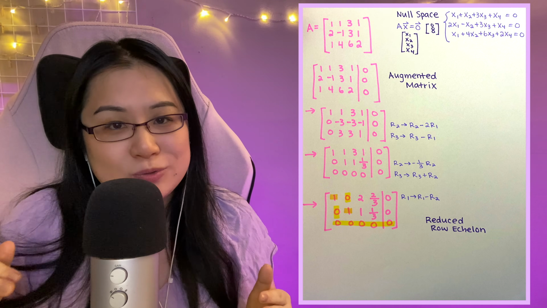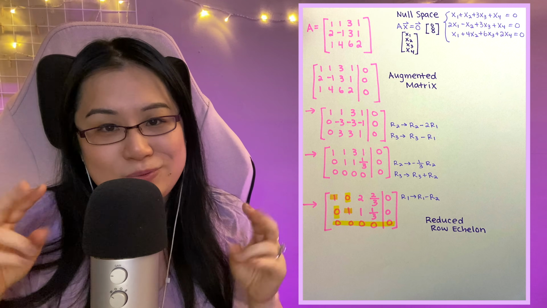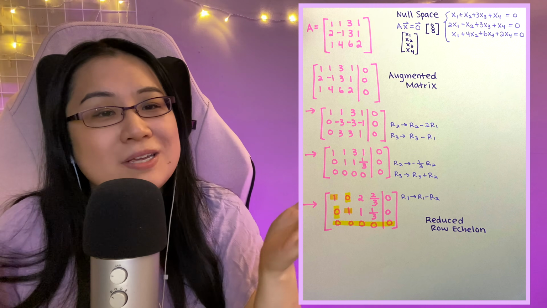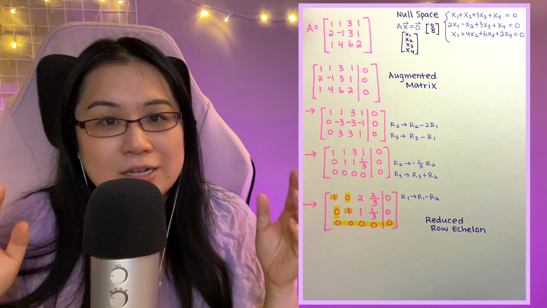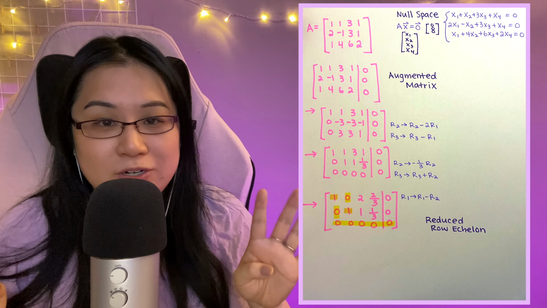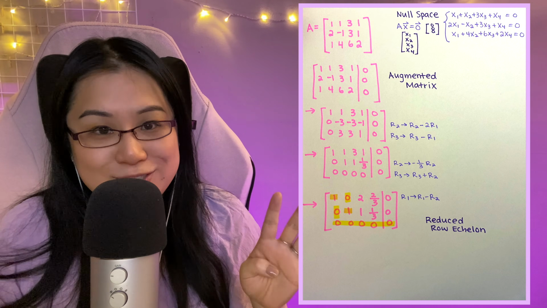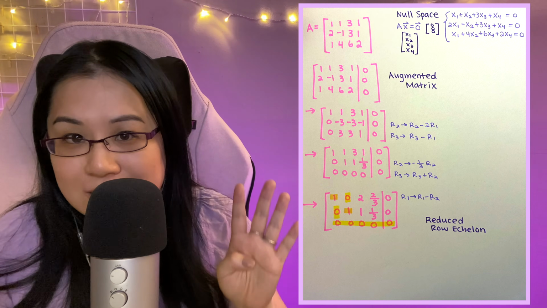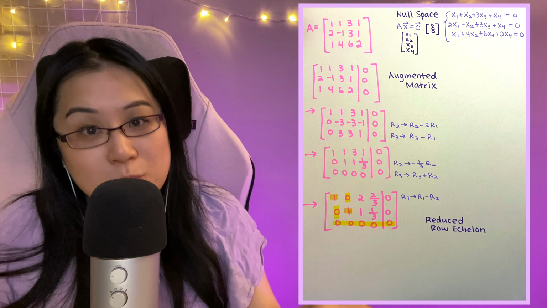So the zeros are what make this the null space. You can associate null with 0. And so we basically have 3 equations and 4 variables. The variables being the 4 parts of our x vector. So x1, x2, x3, and x4. And so now we have a system of linear equations.